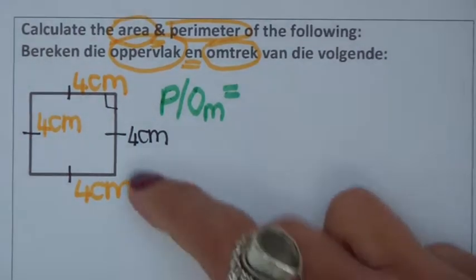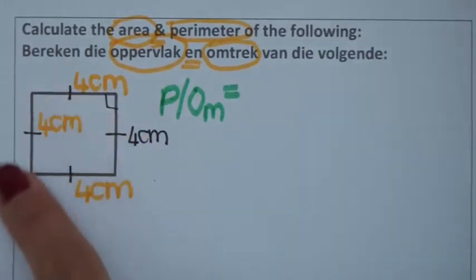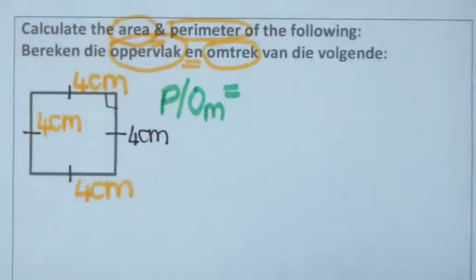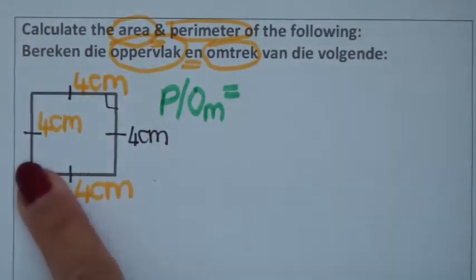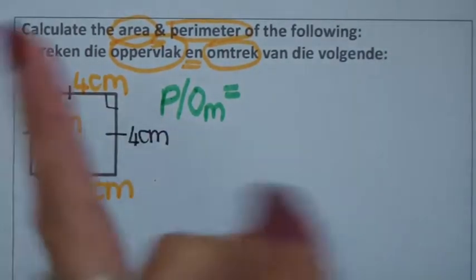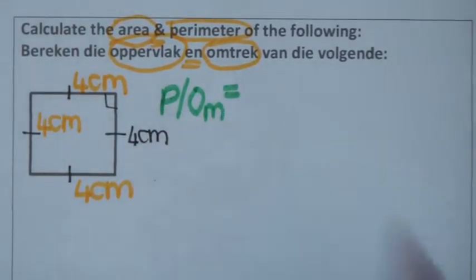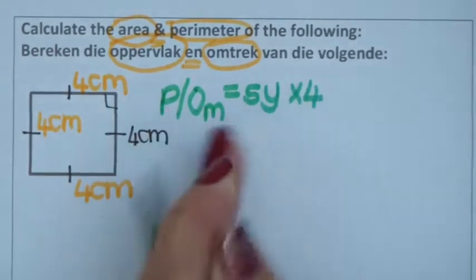Julle, wanneer ons praat van 'n vierkant, praat ons nie van lengte en breedte nie. Want weet wat? Al 4 is ewe lank. So ek kan nie praat van 2 lengtes en 2 breedtes nie. Ek praat van sy 1, sy 2, sy 3 en sy 4. Hoekom? Want hulle is almal sye, hulle is almal ewe lank. So wanneer ons dink aan die omtrek, sê ons sy maal met 4. Sy maal met 4.